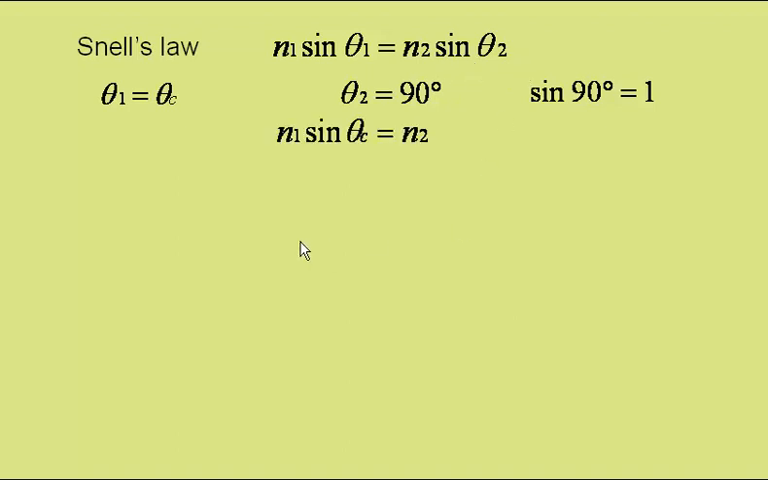We can now simplify that expression to n1 sine of the critical angle is equal to n2, which we can rearrange to give sine of the critical angle is equal to n2 over n1, or the refractive index of the substance the light is travelling into, the faster substance, divided by the refractive index of the substance the light starts off in, the slower medium.